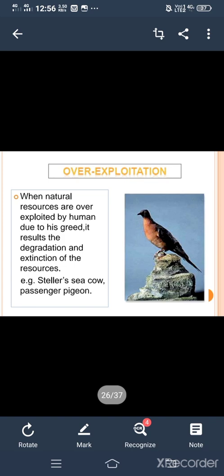Next is over exploitation. Over exploitation means we are using natural resources, and have always been using them. But when we use these natural resources more and more because of the greed of the humans, we exploit or deteriorate the natural resources and the other organisms which rely on these natural resources, and that's called over exploitation. Example, stellar sea cow, passenger pigeon.